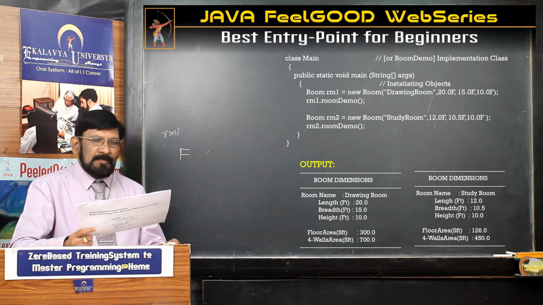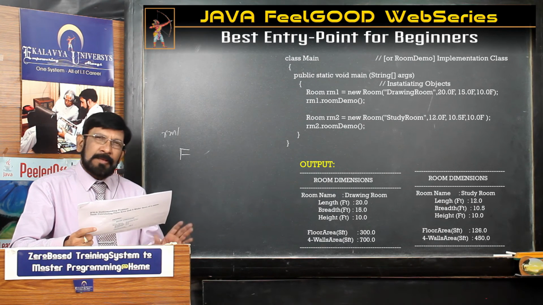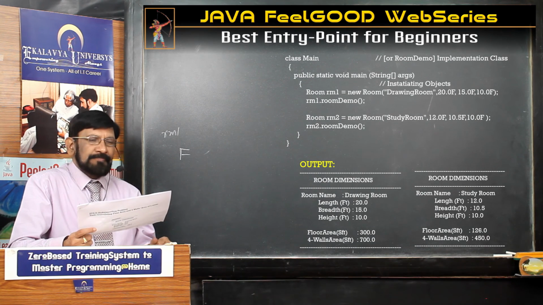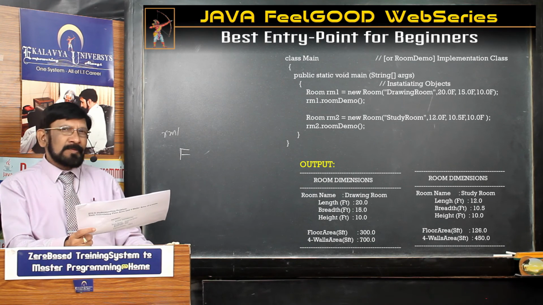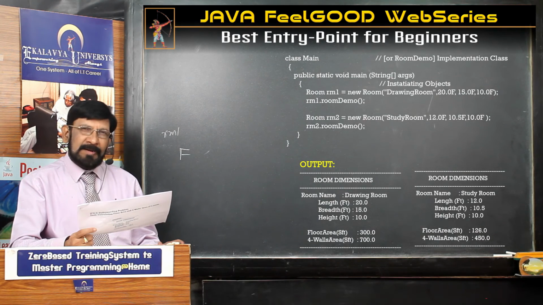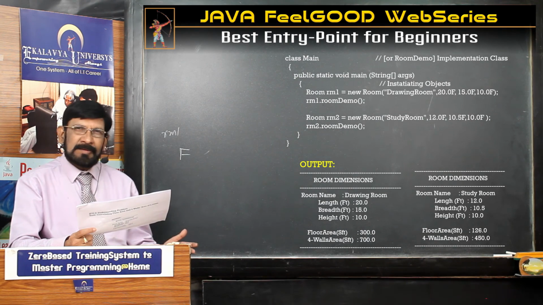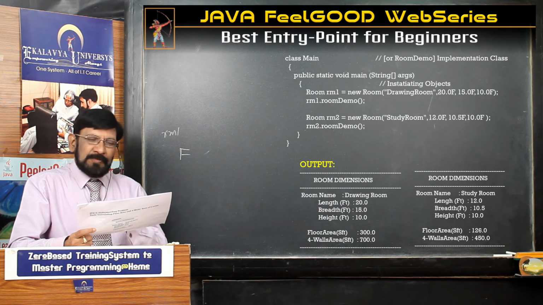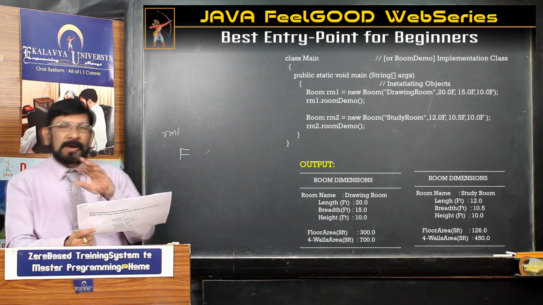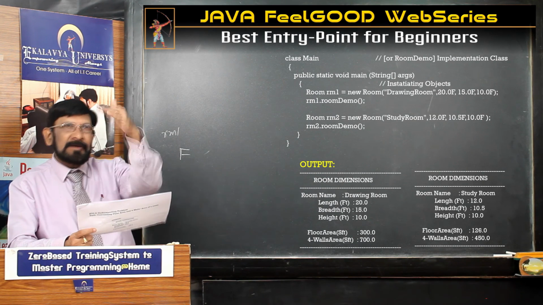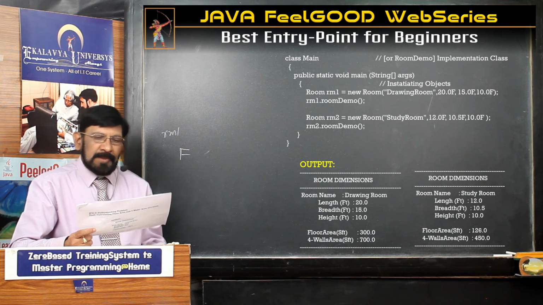Thereafter, you call RM1 dot room demo, then the corresponding output is printed. Next one, RM2, that is the study room. Study room and drawing room dimensions I have given differently: 12, 10, 10. Otherwise, 10, 10, 10. Like that, it should reflect. One thing I am telling you: if you give like this, nobody will give you a gold medal. Don't expect that. But if you don't give, you are undermined. That point you understand.